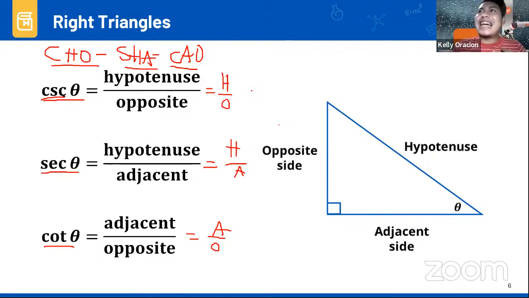Cosecant. Okay, it's easy to mix up. I'm aware that students get confused. It's cosecant. Next, sec is secant. And cot means cotangent. Cotangent. Okay?